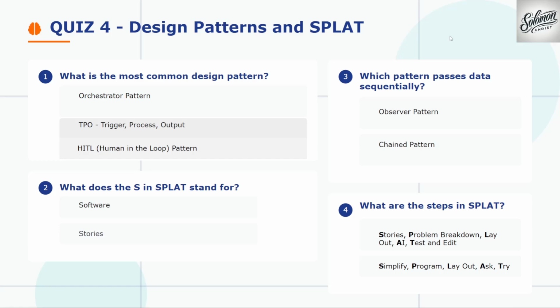Number 3, which pattern passes data sequentially? Is it the observer pattern or the chain pattern? If you said chain pattern, you're right. Number 4, what are the steps in SPLAT? Is it stories, problem breakdown, layout, AI, test and edit, or is it simplify, program, layout, ask, and try? If you said the first one, stories, problem breakdown, layout, AI, test and edit, you're right.